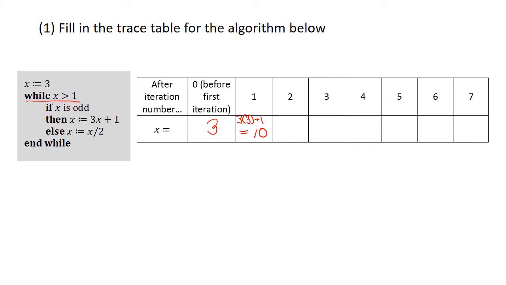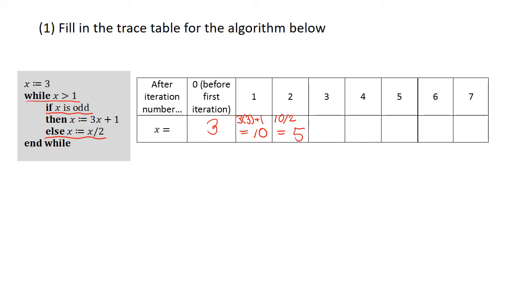So currently x is 10 and 10 is greater than 1, so we are going to execute the loop again. And now we're going to check the if condition here, if x is odd. So in this case that is false, x is not odd. So instead of doing the then command, we're going to do the else command. So we're going to define x to be x divided by 2. So that is going to be 10 divided by 2. That's going to be 5.